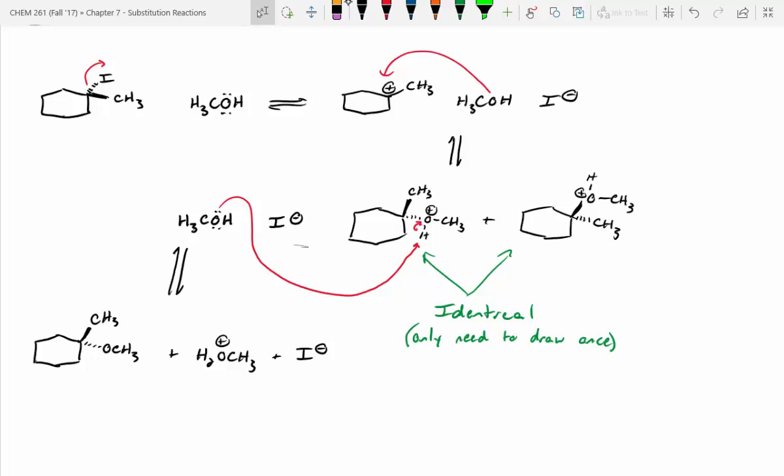So if you are confused, maybe go back and review some of those acid-base notes. Is this H with a positive charge or not? Oh, that should be H2OCH3. So it's got 2 protons coming off of it.